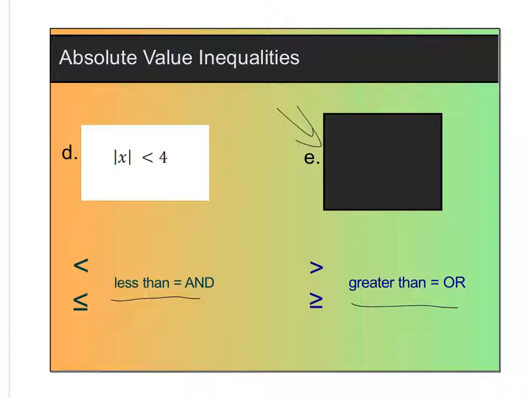So this means I'm going to have x less than 4, but I'm also going to have negative 4 is less than x. So I'm going to have x greater than negative 4, which I rewrite as that.